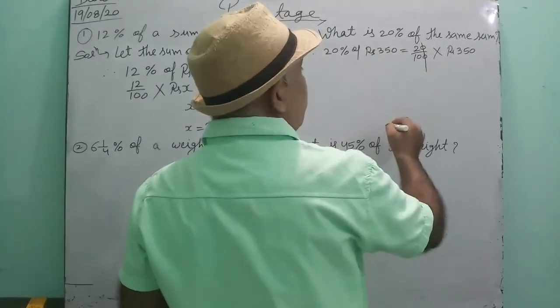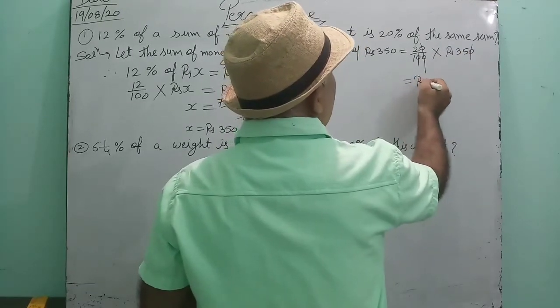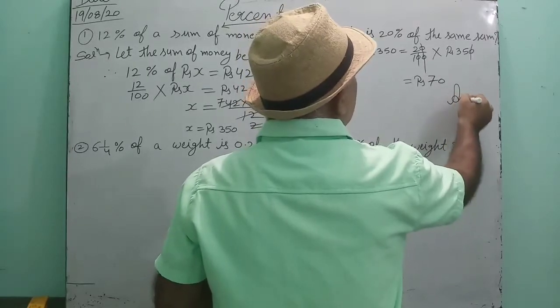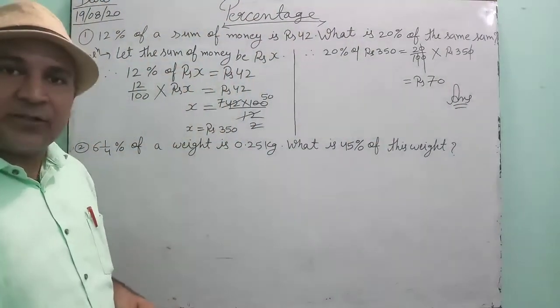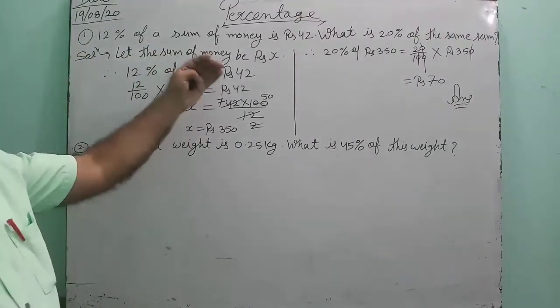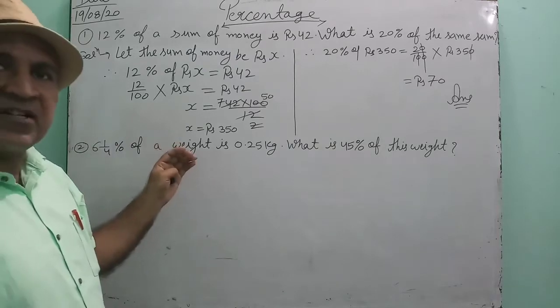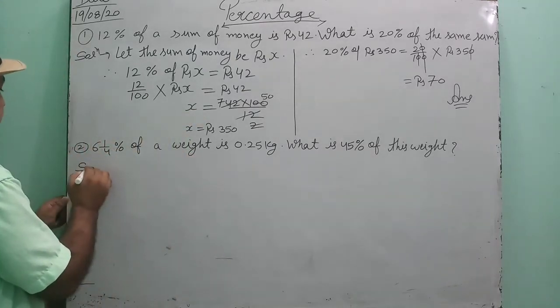See here, 0 and 0 cancel. This 0 is cancelled by this. Now 35 into 2 is 70. That means 20% of the same sum is 70 rupees. The same method we will apply in the second question also. Only the unit is different, otherwise the process is the same. See how to solve.